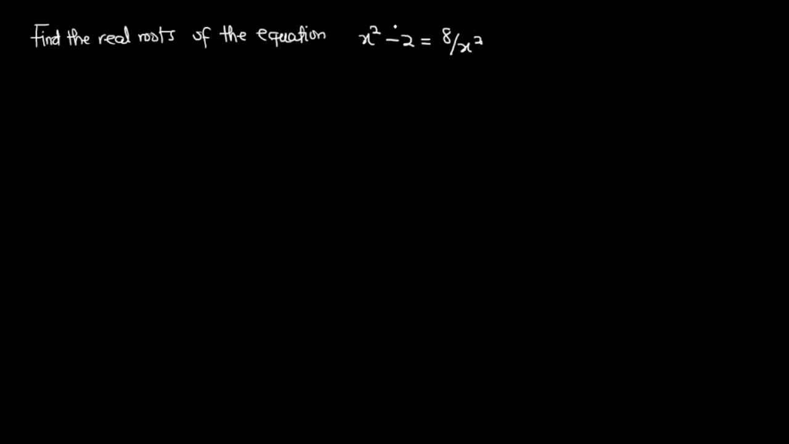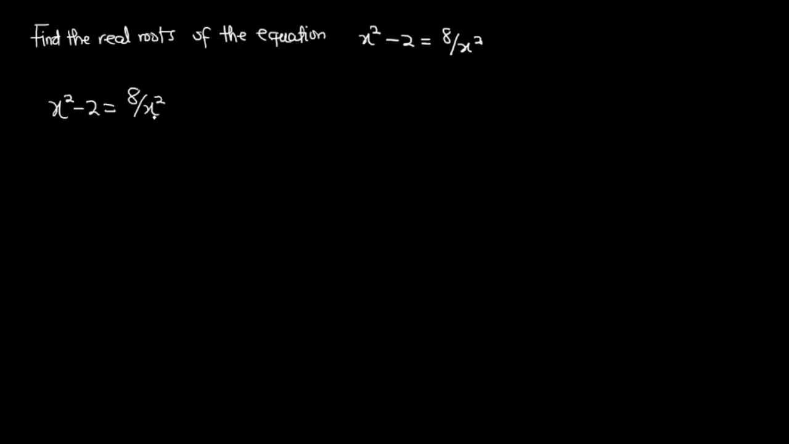Alright, so let's go ahead and try to find the root of this particular equation. So we have x squared minus 2 is equal to 8 on x squared. From here, the first thing we need to do is to get rid of the denominator, because we want to rearrange it to get a quadratic equation before we can proceed to solve.